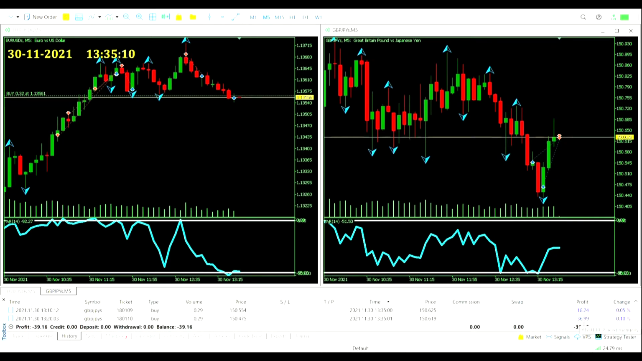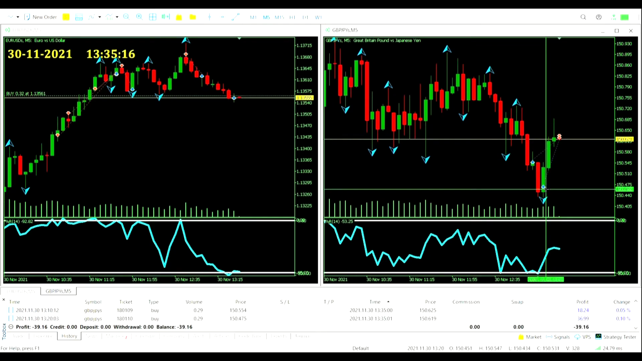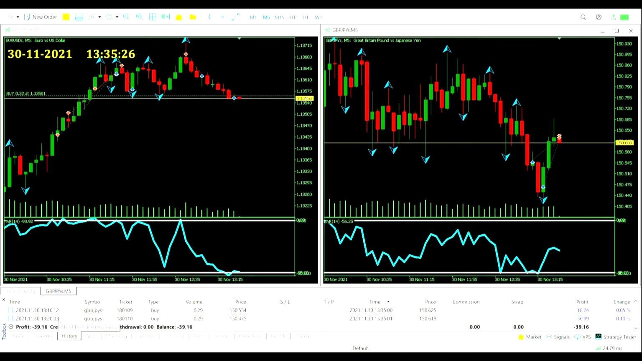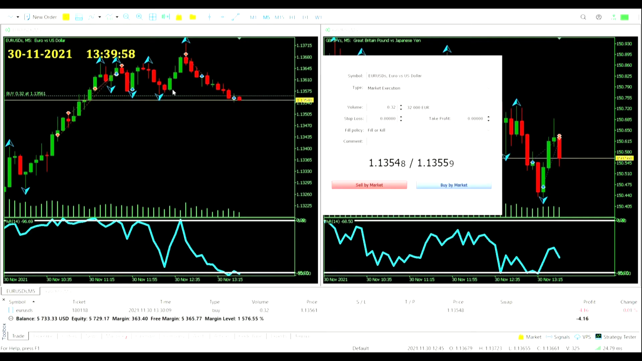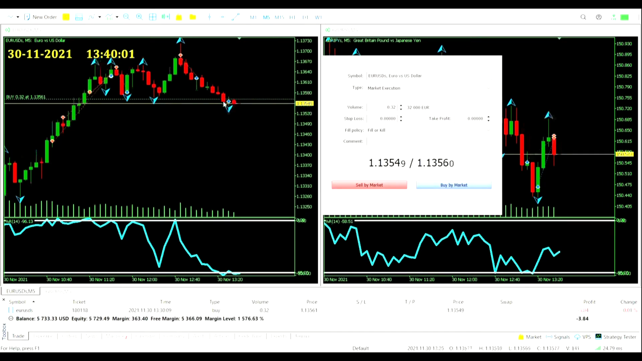And between them there, just over $55. Really nice move on the pound yen. Now only $39.16 down for the day. Price barely moved, but we are going to double down on this Euro US dollar trade. Let's buy in. Same volume again.